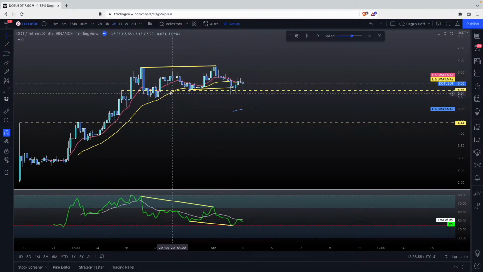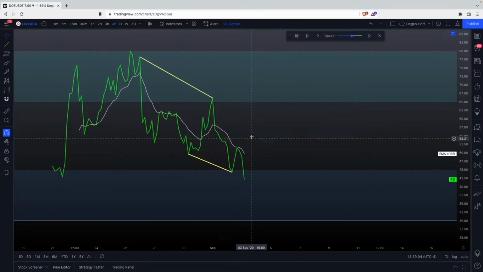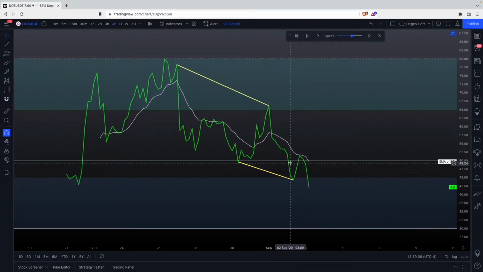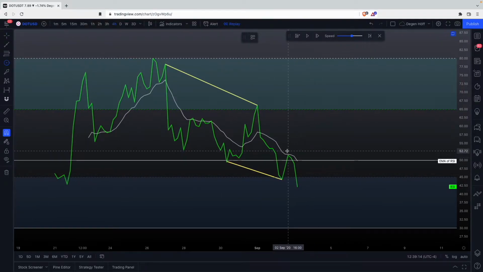All right, so it's still trying to hold this area right here. But what I'm seeing is it rejected the MA. So on the 4-hour RSI, it's now rejected the MA. For me, this is kind of a signal that it's about to drop.